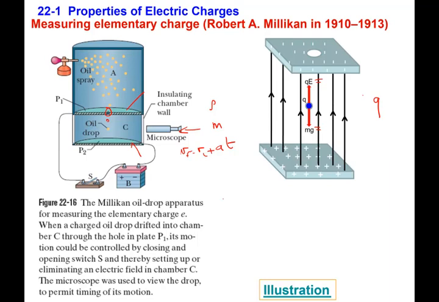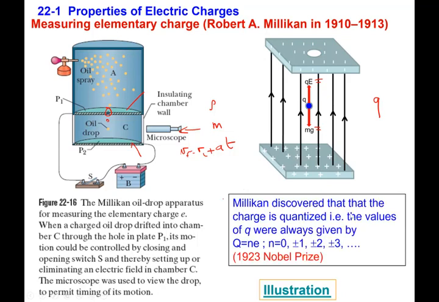He notes that the charges on the drops are always a multiple of a certain number, and that number he called E, okay? So he discovered that the charge is quantized, and the value of the charge was always a multiple of E, which is 1.6 times 10 to the minus 19 coulomb. So the charge Q cannot be a fraction of E.